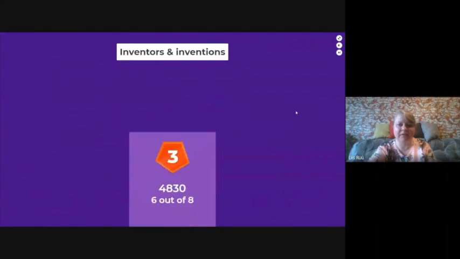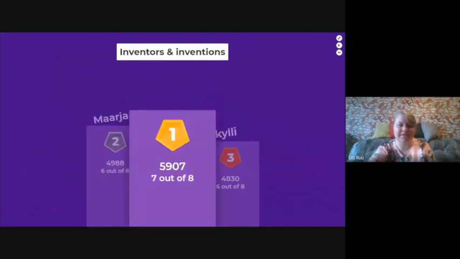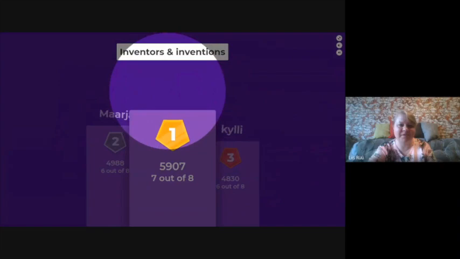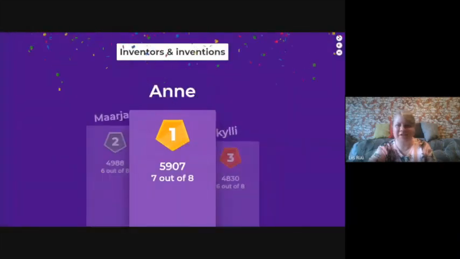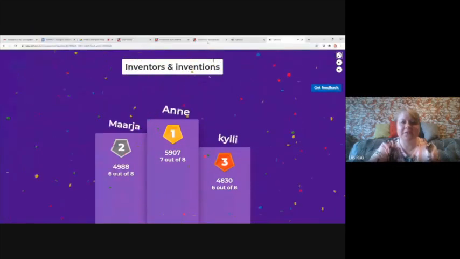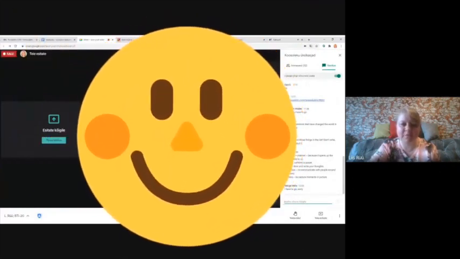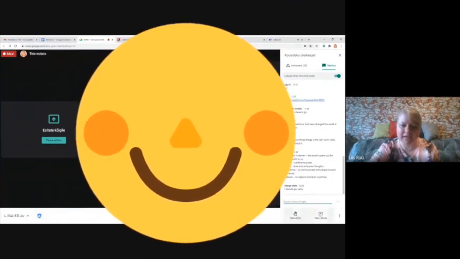And now the winner and the places of the podium. The third place belongs to Külli, the second to Maarja, and the first belongs to Anne, of course. Yes, congratulations to the winners. So this is the end of our lesson. I hope you enjoyed it and you got a lot of new information about inventors and inventions here in Estonia and more in the world. So thank you for coming.